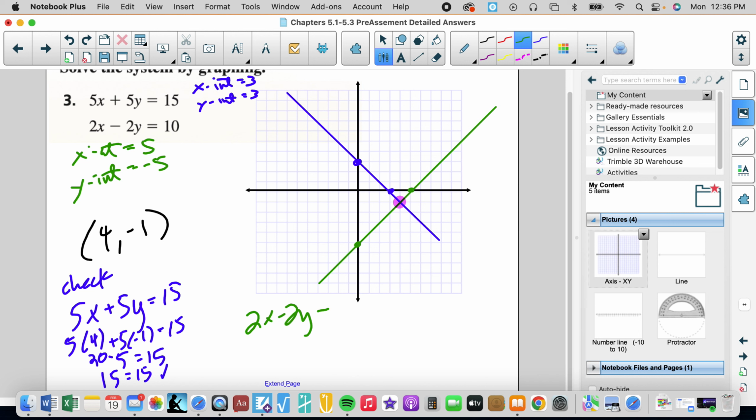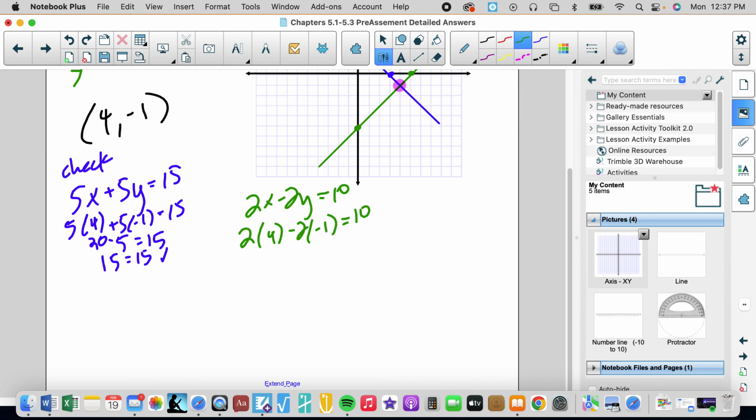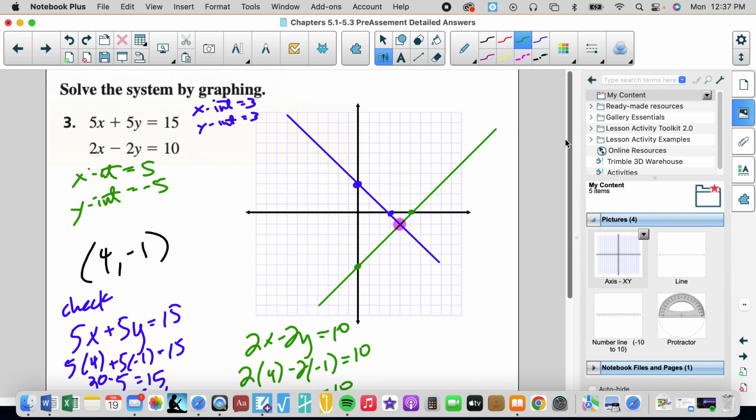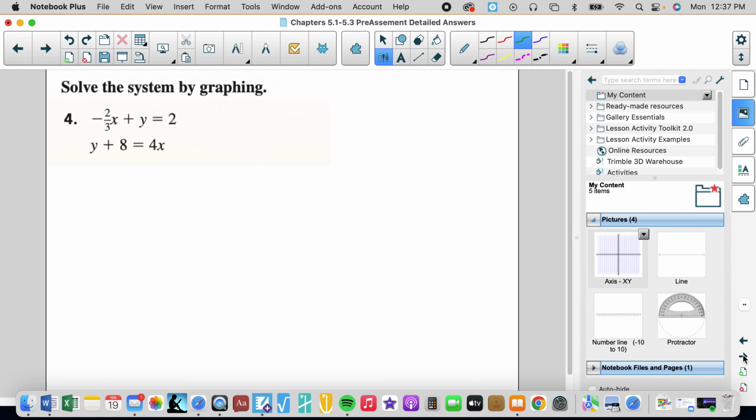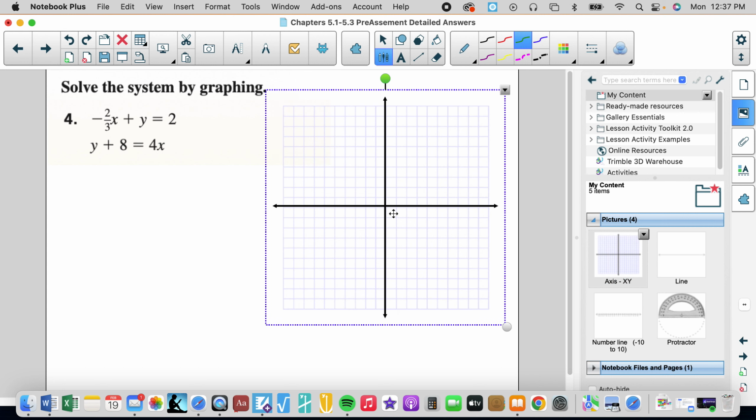2x minus 2y equals 10. 2 times 4 minus 2 times negative 1 equals 10. That's 8 plus 2. 10 equals 10. So I know my answer is correct. It's better to hand in your assessment knowing what your score is, knowing whether you got it right or wrong. Just my advice.